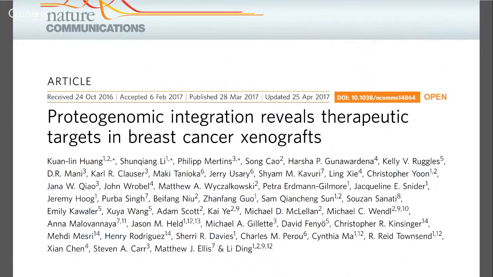whereas Dr. Matthew Ellis and Shunqiang Li, at the time at WashU as well, generated the breast cancer xenograft models. Dr. Steven Carr at Broad and Philipp Mertins generated the mass spectrometry data, which is proteomics data that really empowered most of the analysis described within. And so let's dive into it.